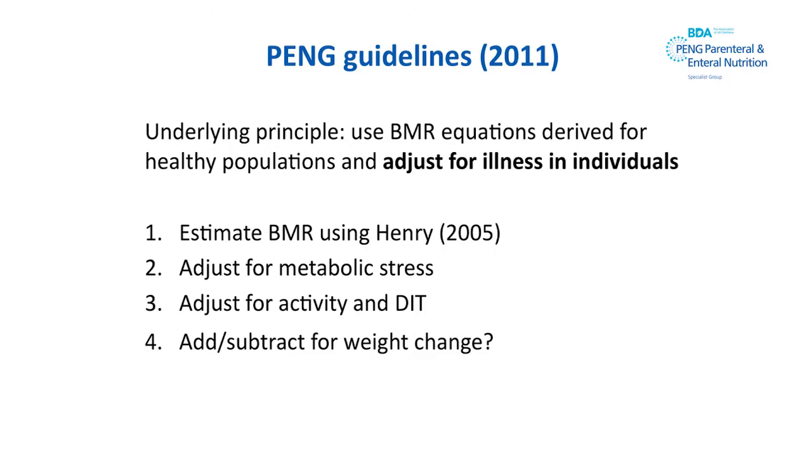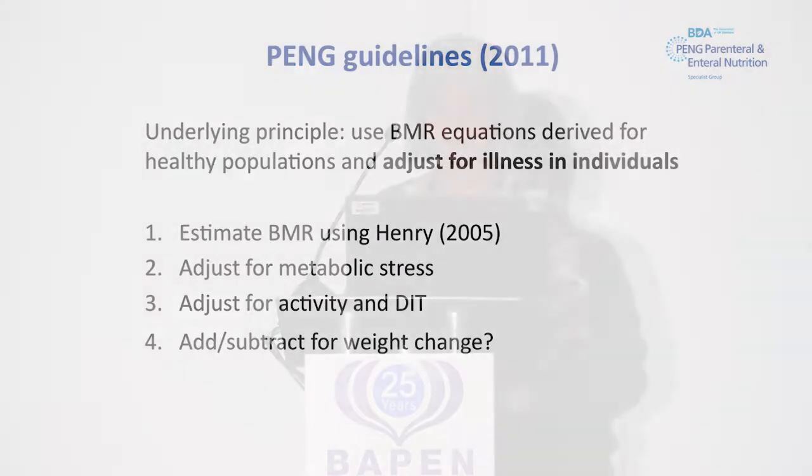And there are two important words there, populations, healthy populations, sick individuals. Not the same thing at all. But at that time, that's what we thought was the best thing to do. And some of you might remember the flurry of concern when we swapped Schofield for Henry. And then we suggested you added for metabolic stress. And then an activity factor and a DIT factor, and some question about whether you should add or subtract up to 500 calories for weight change. So it's a method that we're all very familiar with.